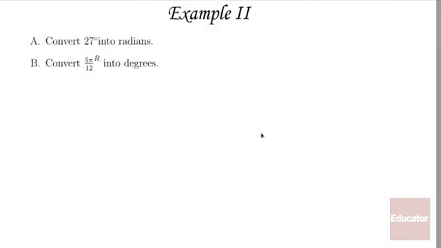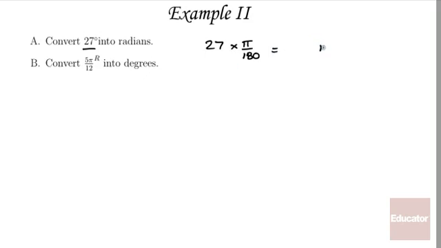Second example here, we want to convert back and forth between degrees and radians. So let's practice that. We want to convert 27 degrees into radians. Well, let's remember the formula here. The conversion formula is pi over 180. So we do 27 times pi over 180. That's our conversion formula from degrees into radians.